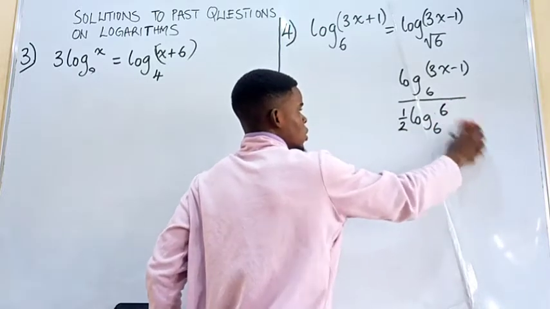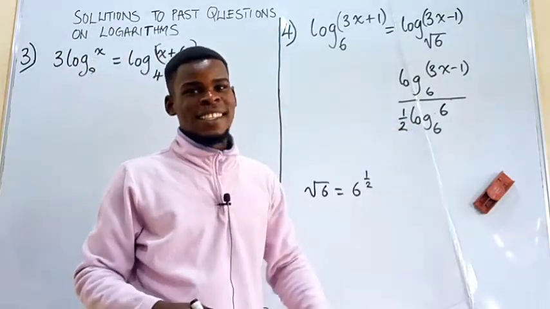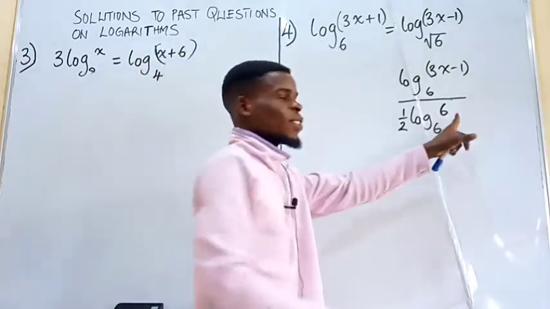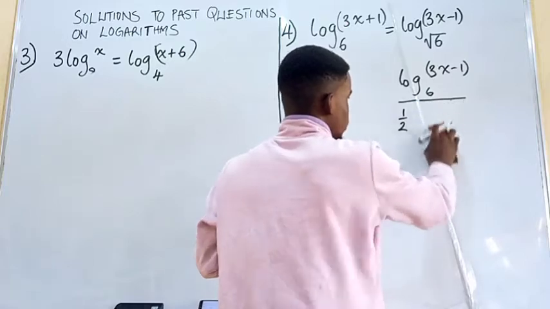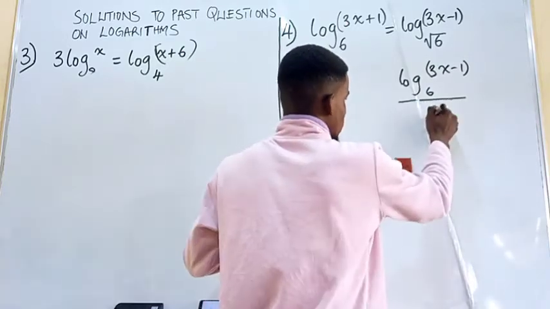Okay, so that is it. And you know that the logarithm of 6 to base 6 is 1. So I'm going to clean it up again and put down 1. And 1 over 2 times 1 is just 1 over 2. So this is 1 over 2.